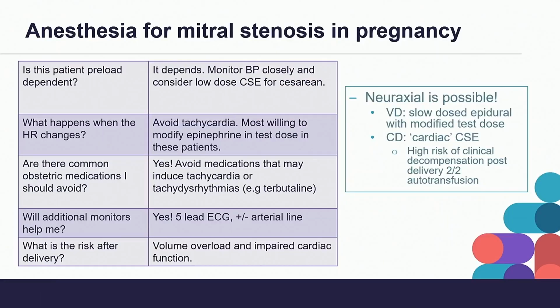So what do we do for these patients? These patients are very sensitive to blood pressure changes, more so than being just preload dependent. These are patients that get an arterial line for me and a very low dose CSE for a cesarean delivery. It's really important to avoid tachycardia. And even for me, I don't do a normal test dose in these patients. I just take out the epinephrine part because you could really hurt somebody with that much epinephrine if they have really bad mitral stenosis.